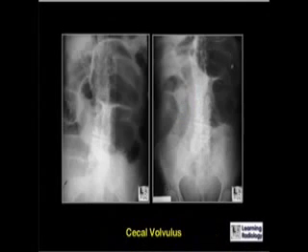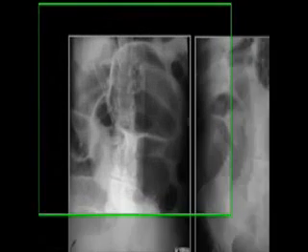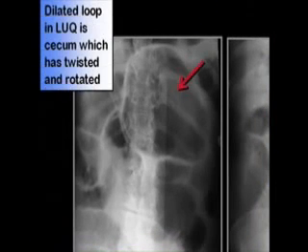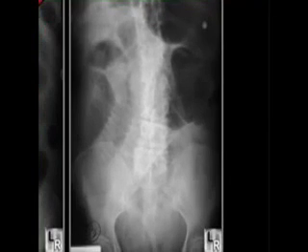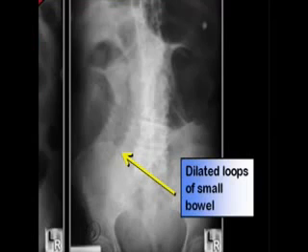This is an example of a much less common type of volvulus, a cecal volvulus, in which the cecum rotates and twists into the left upper quadrant and is the dilated loop you see here pointed to by the red arrow. There are also multiple dilated loops of small bowel because the cecal volvulus produces a proximal small bowel obstruction.